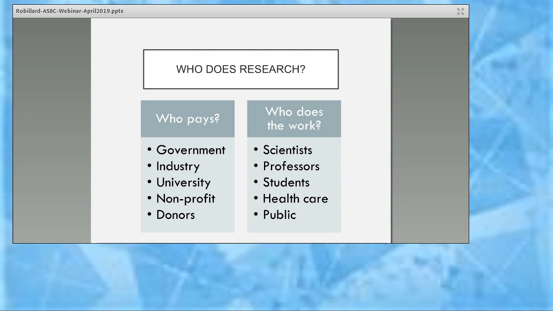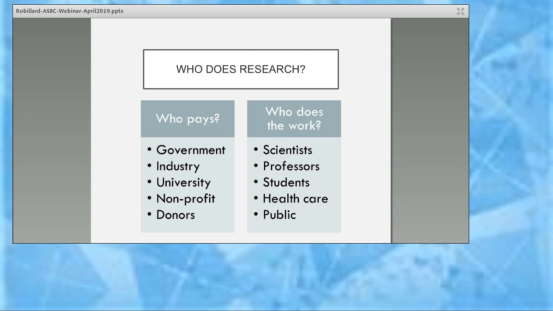Then the next question is who actually does the work? So we know who pays for it. There's a whole range of different people who conduct research. Obviously, researchers and scientists, and again, these can be affiliated with universities, but also with companies. Professors, university professors often do research, and this is a really funny scenario that we encounter quite a bit.